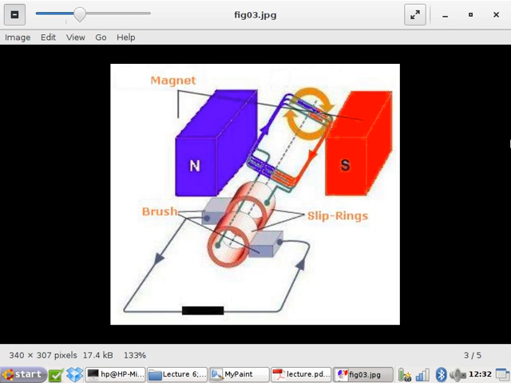Oh, come on, it's not bad. We have to draw that. Yes, I have seen them ask you to draw a DC motor or an AC generator.